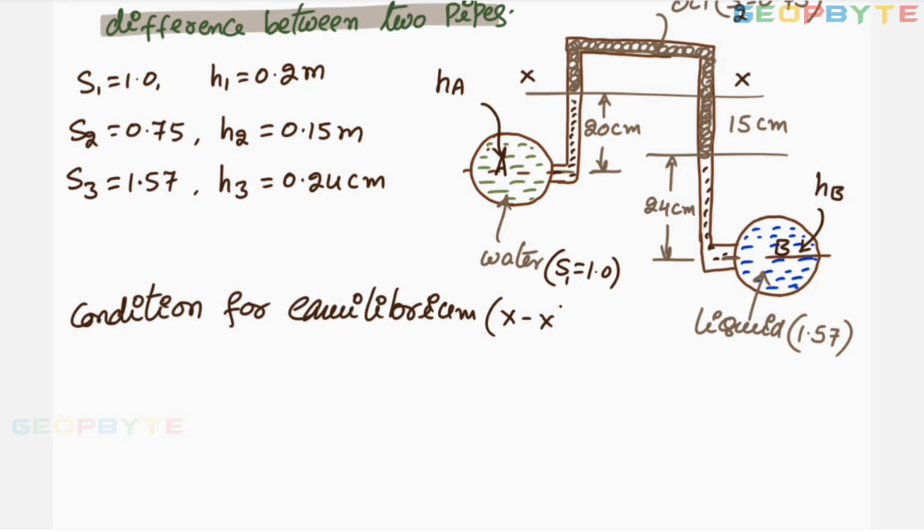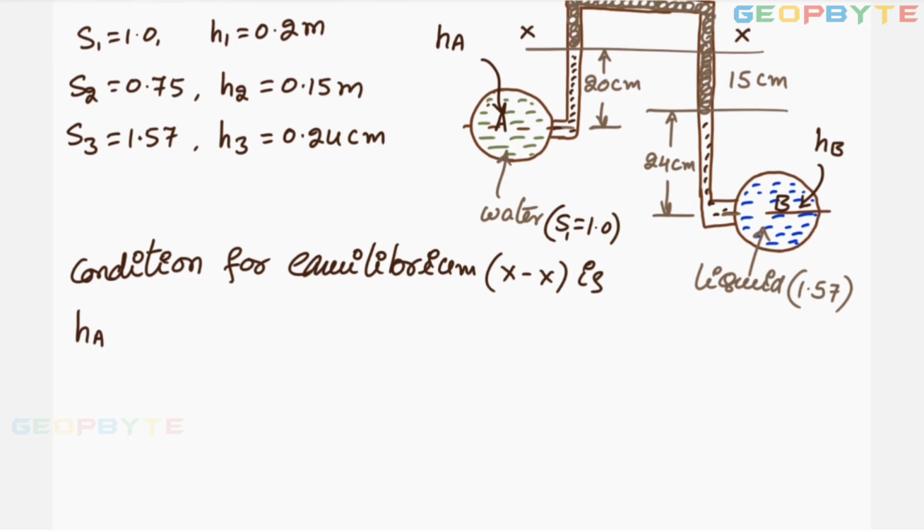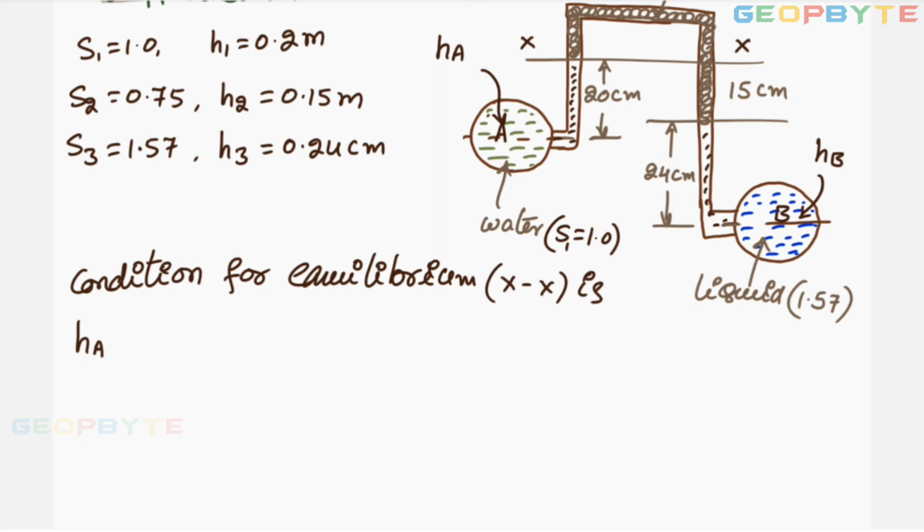About XX axis is HA. For the ordinary differential U-tube manometer, it is written HA plus S1H1 is equal to HB plus S3H3. But this is the inverted differential U-tube manometer. For this case, you write HA minus S1H1. That is the only difference. It must be equal to HB minus S3H3. Yes, this is the common equation for all inverted differential U-tube manometers.